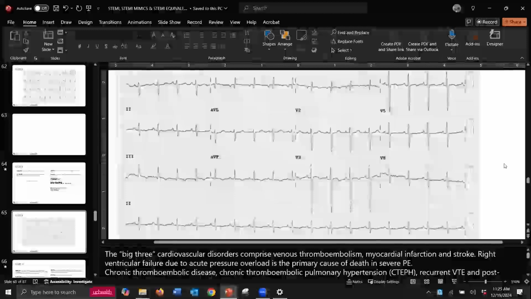Does it matter that the P waves are kind of pointy instead of round? Kind of does, doesn't it? What do we call that? P pulmonale. It's a strain, pulmonary strain.